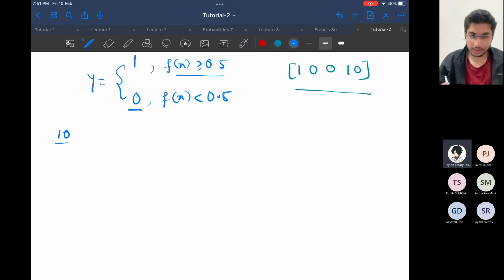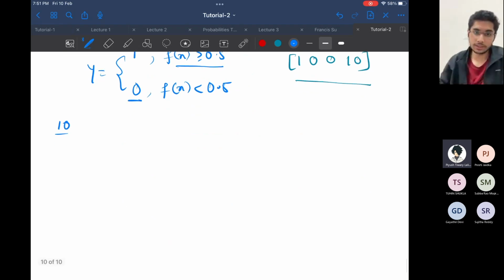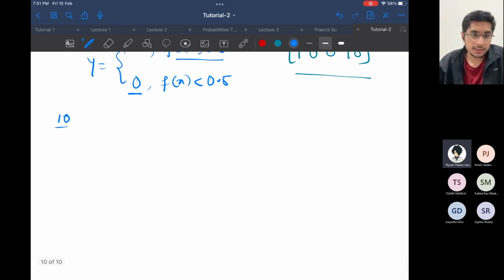So the final question. Today's last question, the 10th question, asks: what are the advantages of the sigmoid decision function over the perceptron's 0, 1 decision function? This is also a good question.